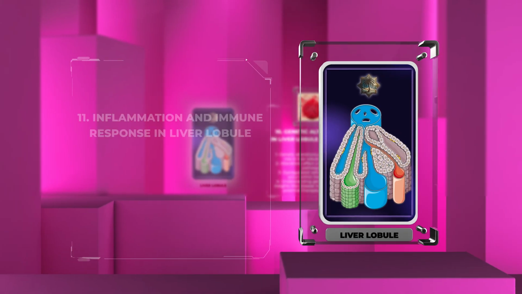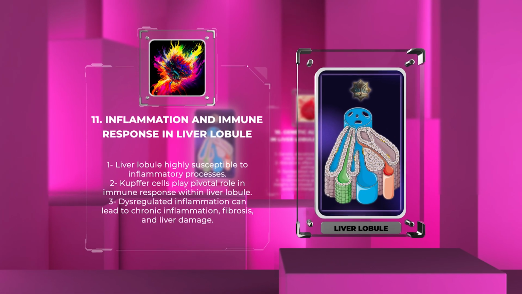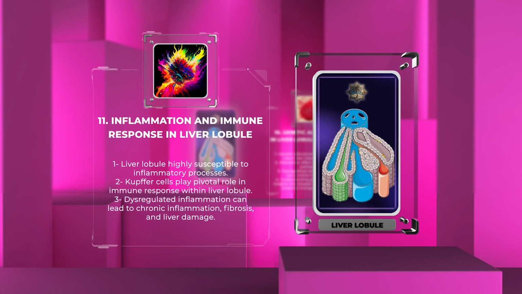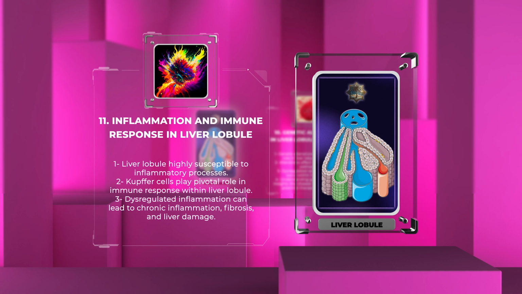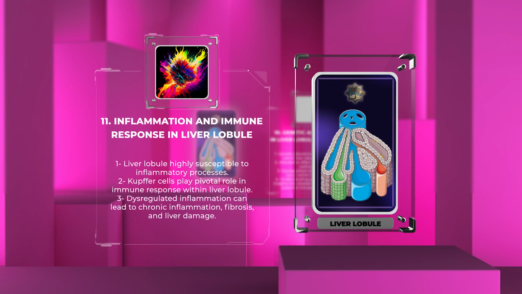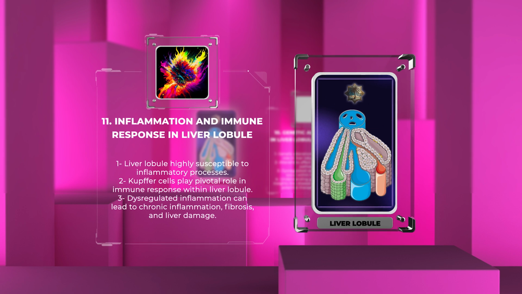The liver lobule is highly susceptible to inflammatory processes due to its continuous exposure to gut-derived toxins and pathogens. Kupffer cells, the resident macrophages within the liver lobule, play a pivotal role in initiating and moderating the immune response. Inflammatory cascades within the liver lobule are tightly regulated and, when dysregulated, can lead to chronic inflammation, fibrosis, and liver damage.